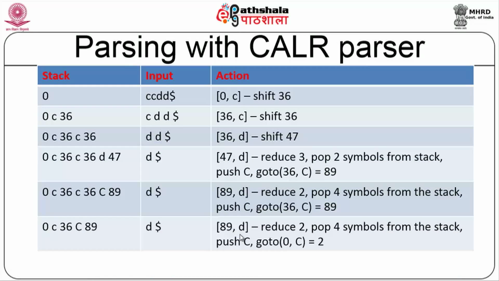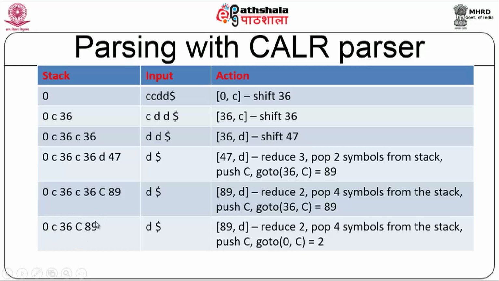Again the same input we considered with the canonical LR parser, but this is going to be the lookahead LR parser. C is 36 against a C, 36 against a D, 36 with D, shift 47. So, D and 47 are pushed. 47 with D, reduce by 3 and pop 2 symbols off the stack, and I have to compute 36 on C, that is going to be 89. Again the same thing, 89 comma D, reduction by the second production, popping 4 symbols off the stack. So, 1 2 3 4 is gone. So, 36 is going to be available here. I will push a capital C on the stack.